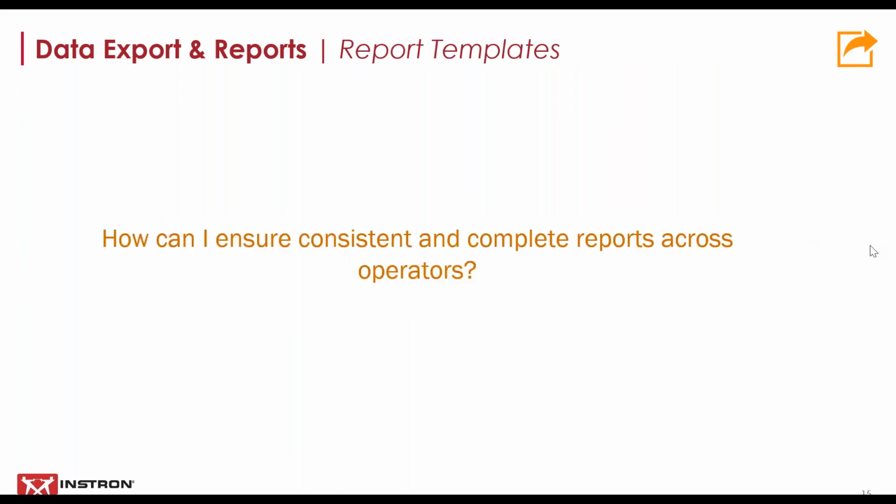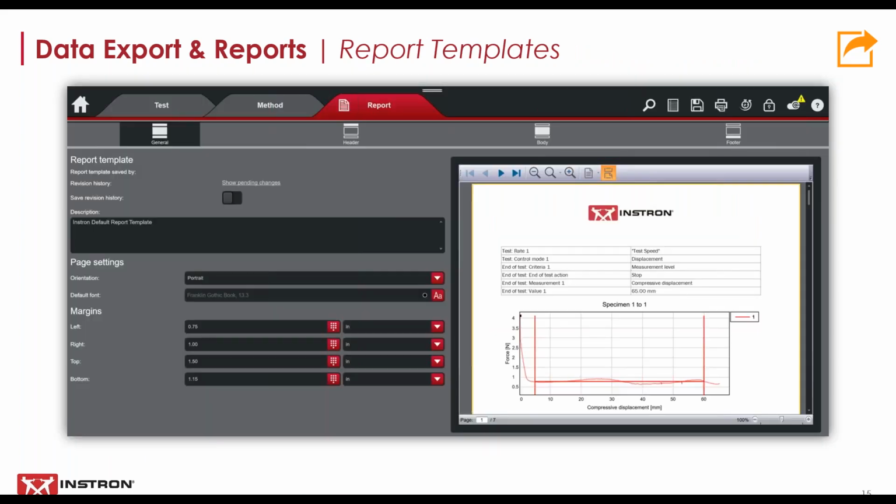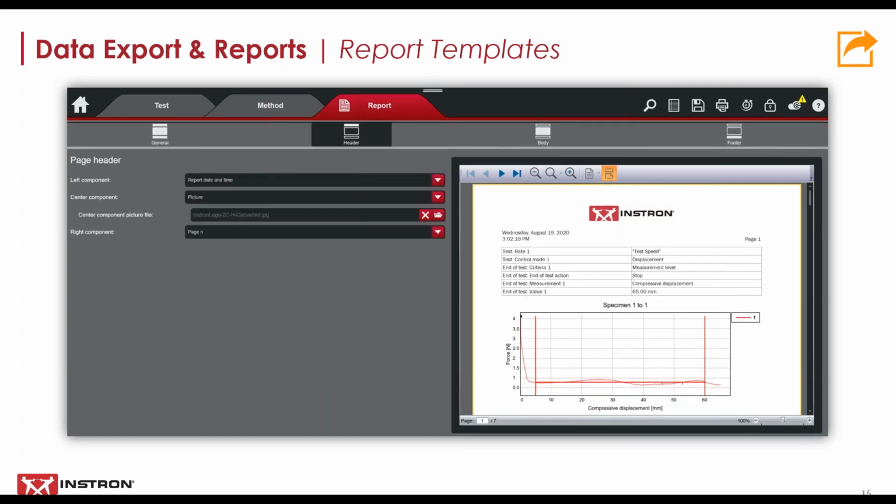To address our first question, how can I ensure consistent and complete reports across operators? Like a method or a sample file, all parameters set up within the Reports tab can be saved as a report template file, which can then be used for any method, just like the way a method file can be used across multiple samples. These parameters are broken into several sections, including the header, which is customizable with date and time, company logo, page numbers, among other pieces of information.